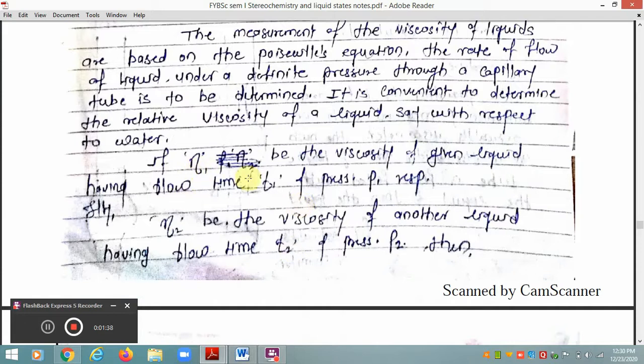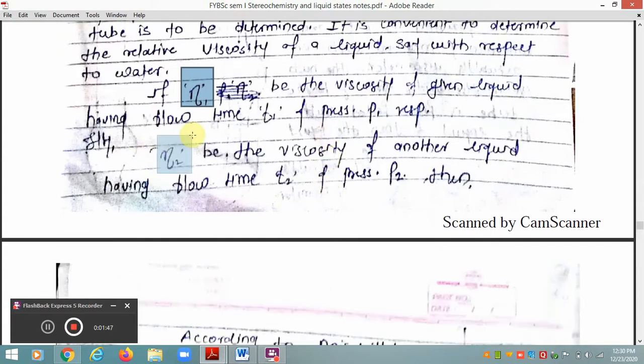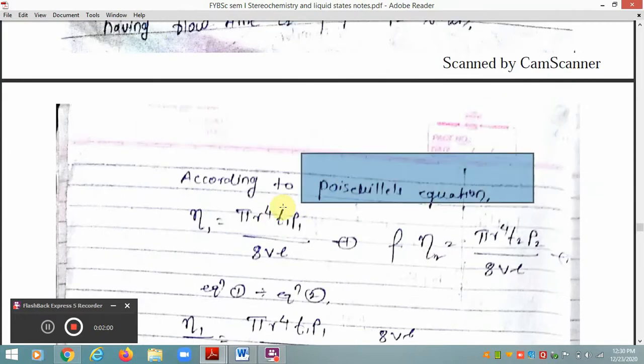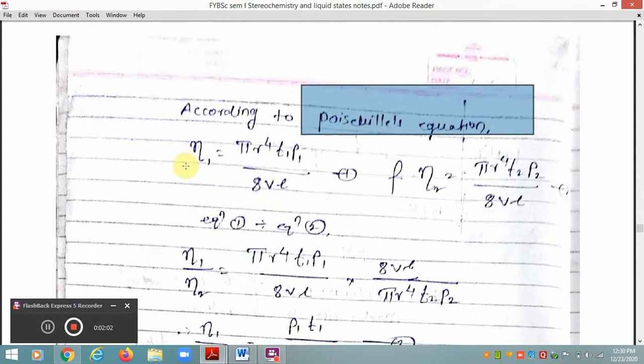Suppose here eta 1 is the viscosity of the given liquid having the flow time T1 and pressure P1, and eta 2 is the viscosity of another liquid, whose viscosity is to be determined, having the flow time T2 and the pressure P2. According to the Poiseuille equation, which we already discussed in the last part, the viscosity or the coefficient of viscosity is related to the flow time and the pressure, that is the driving pressure.